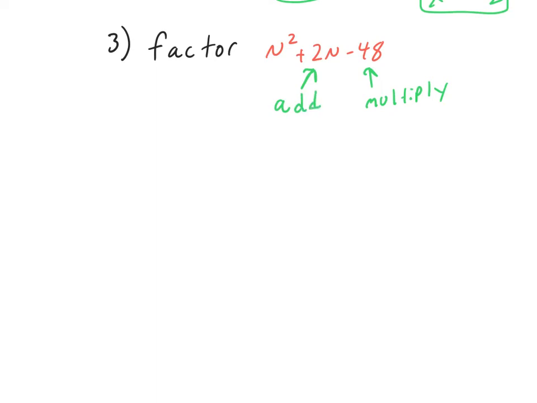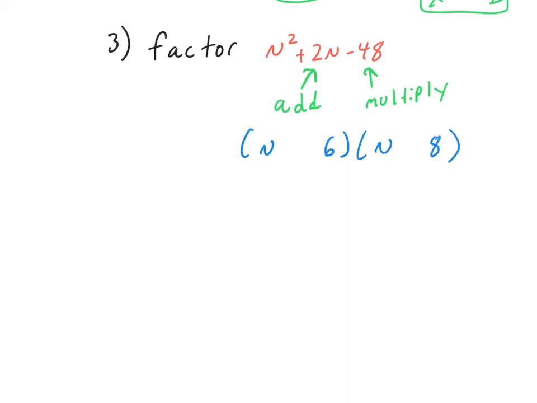So I'm going to start by thinking of factors of 48. I'm going to try to get two factors of it that are 2 away from each other, so when I add them they'll equal 2. So let's see, we could do 6 times 8, those are 2 away, so let's use those. Alright, so we're going to do n and 6, and then n and 8.